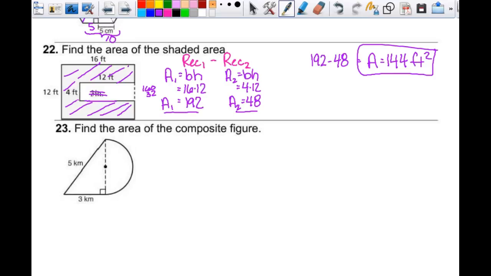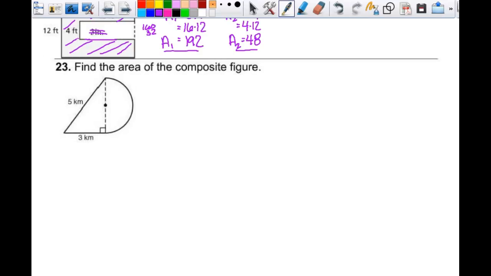Alrighty, so then on this one, I need to find the area of the composite figure. So I am going to find the area of the triangle, and then I'm going to add to it half the area of the circle. Yes, you can find the area of a semicircle, but it's better so you're not manipulating formulas and confusing yourself to find the area of the whole thing and then take half of it.